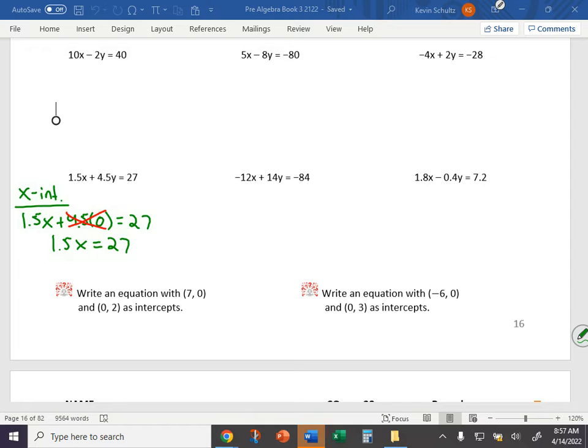How do you get x by itself, Blake? 18. And how do you get that? 27 divided by 1.5. Right, you're still going to divide by that coefficient. You're still going to be dividing by 1.5. Right? And that gives you a value of 18. So nothing in the process changes, even though it's a decimal. You're just going to be dividing by a decimal. Okay? You do still need to write this as an ordered pair, so it's going to be 18, 0.